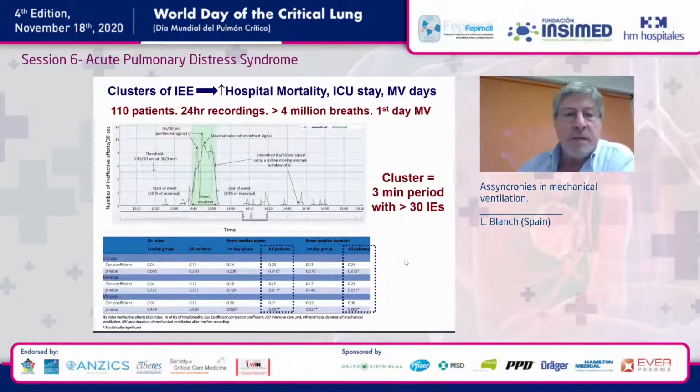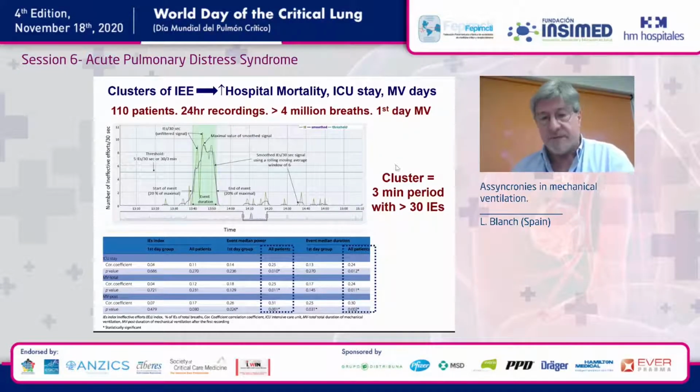The group of Vaporidi and Georgopoulos presented this nice investigation. They show that it's not asynchronies, it's how asynchronies happen. They define clusters as a 3-minute period with more than 30 ineffective efforts. And as you will see here, characterizing this was associated with mortality. This data shows that the power, which is the number of asynchronies in a predefined duration, when there is high power, high duration, high intensity, then this is associated with mortality. This was one day, and only looking at one type of asynchrony, perhaps caused by over-assistance, which is ineffective efforts.